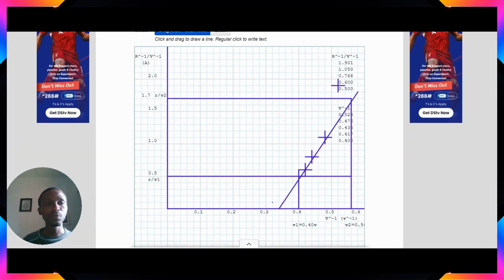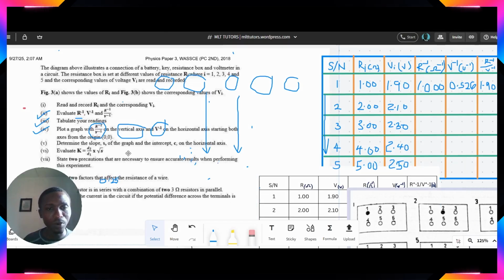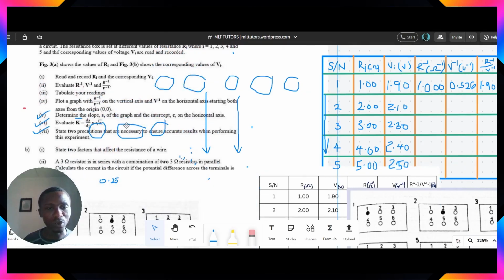Then moving forward again, what next? Okay, evaluate k is equals to d1 over d2 multiplied by square root of your slope. I don't know what d1 and d2 is in the question because that was not captured at all, so we have to just skip that question.